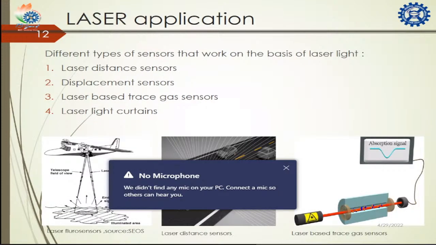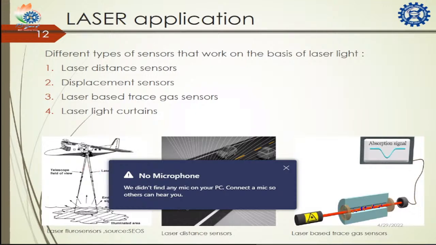These are some of the applications, typically for types of sensors where laser is used, like laser distance sensors, displacement sensors, laser-based trace gas sensors, and laser light curtains. We see from this image the laser fluorescence sensors, where we can detect spilled oil in real time. So this is one type of sensor where laser is used.